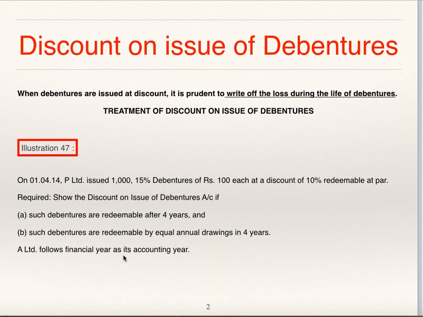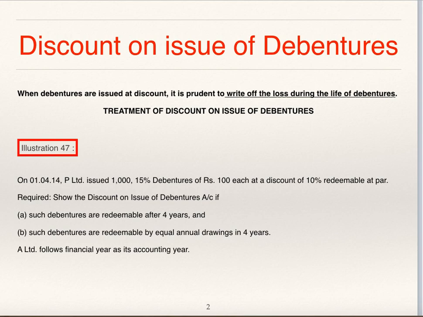A Limited follows financial year as its accounting year. 1/4/14 to 31st March 15 will be the first financial year. Now I will let you know how this is to be done. You are supposed to show discount on issue of debentures account.